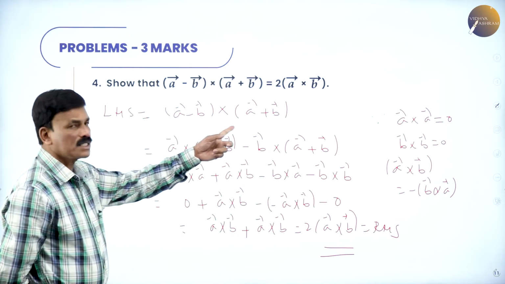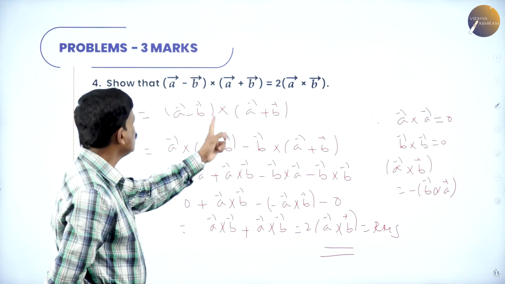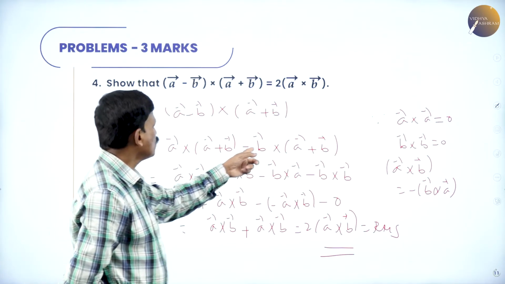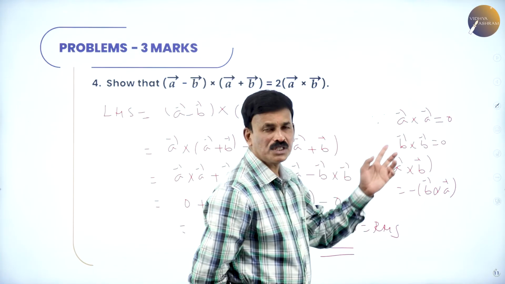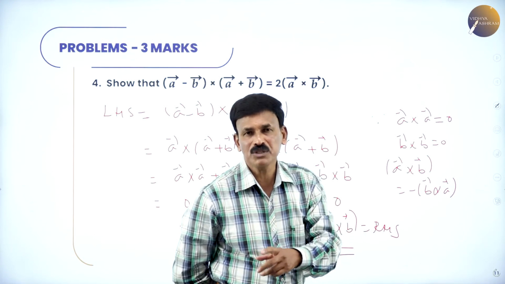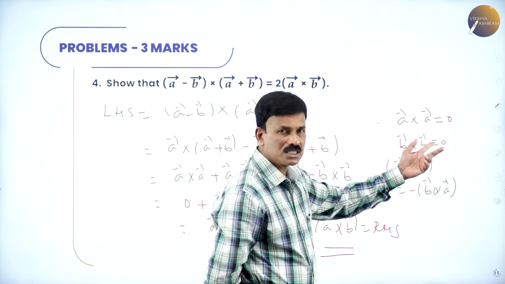A minus B cross A plus B: A cross A plus B minus B cross A plus B, ordinary multiplication. A cross A plus A cross B minus B cross A, minus into minus, plus B cross B. If two vectors are the same, what is the cross product? Determinant ijk. If two rows or two columns are the same in a determinant, then the value of the determinant is 0. So, B cross B and A cross A are nothing but 0.